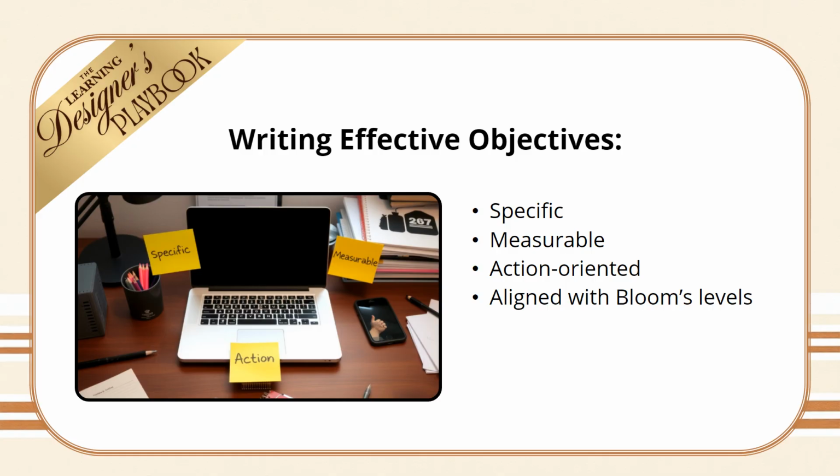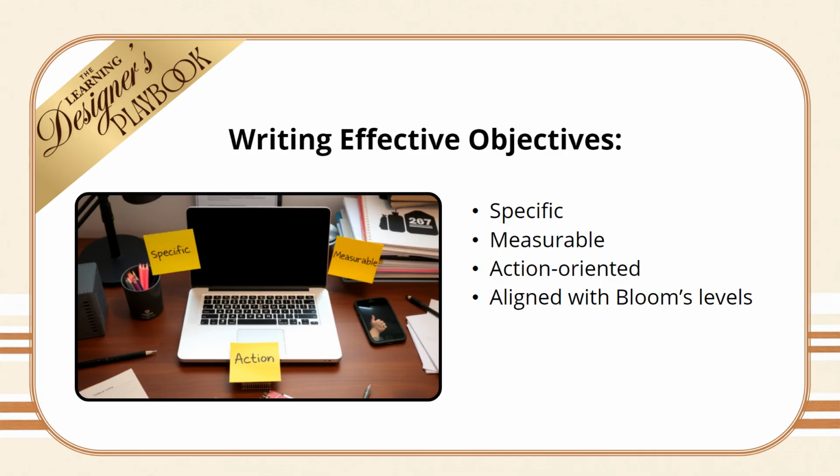A strong objective is specific, meaning it clearly defines the expected outcome. It is measurable, meaning you can assess whether the learner has achieved it. It is action-oriented, meaning it includes a verb that describes what the learner will actually do. And it is aligned with Bloom's levels, meaning the verb and activity match the intended depth of learning.